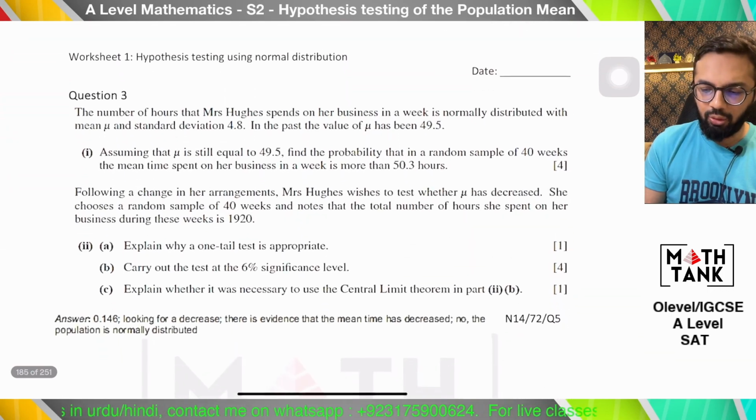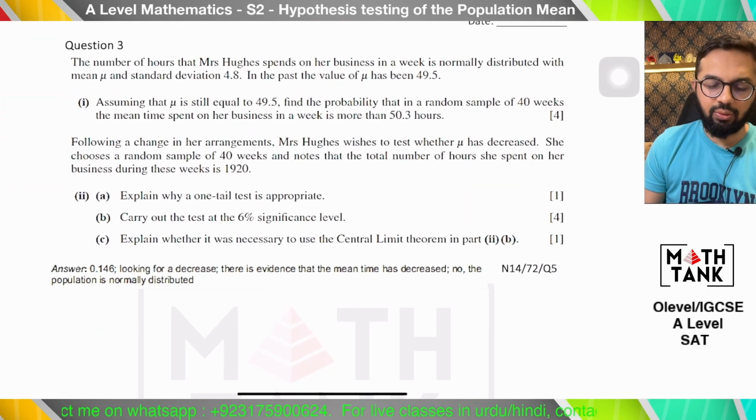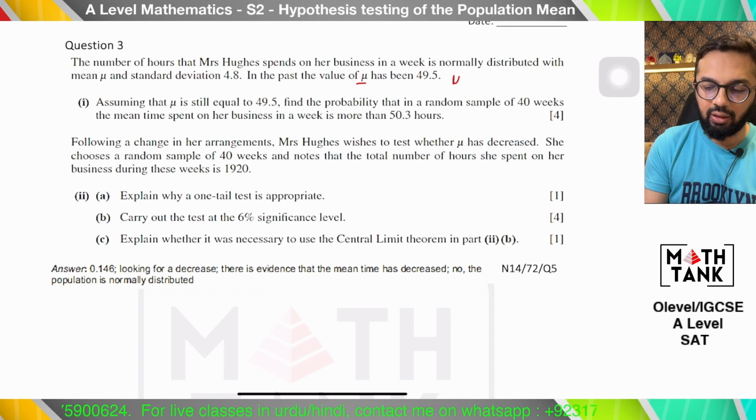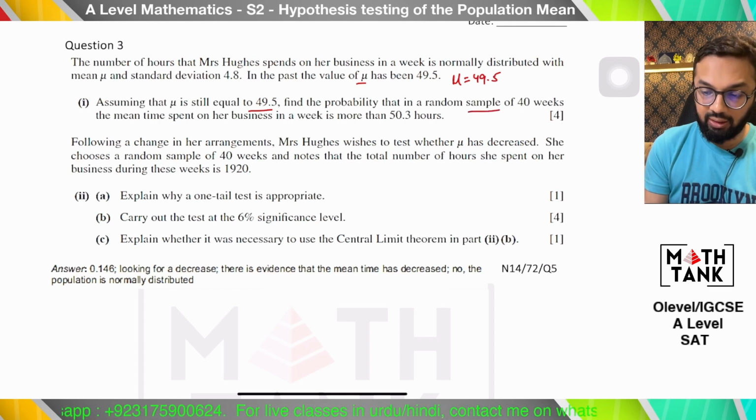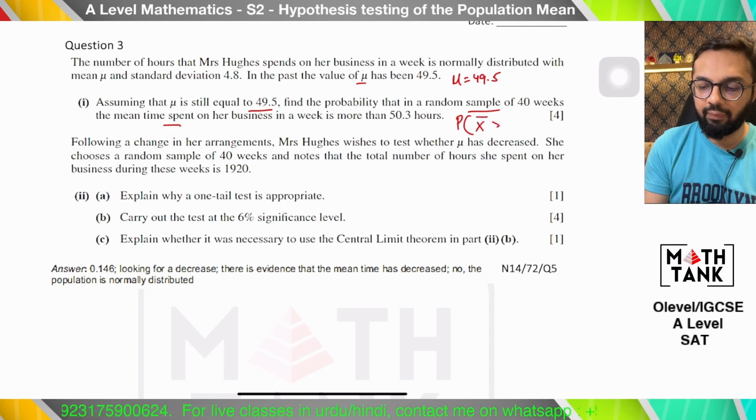Okay, moving on to the next question. This is question number 3. The number of hours that Mrs. Hughes spends on her business in a week is normally distributed with mean mu and standard deviation 4.8. In the past, the value of mu has been 49.5. So that is basically my H naught. Assuming that mu is still equal to 49.5, find the probability that in a random sample of 40 weeks, the mean time spent on her business in a week is more than 50.3 hours. So I'm just asking you to calculate the probability of X bar greater than 50.3.